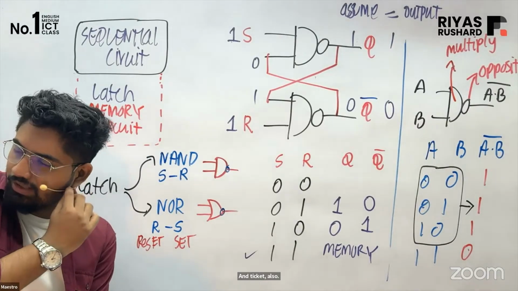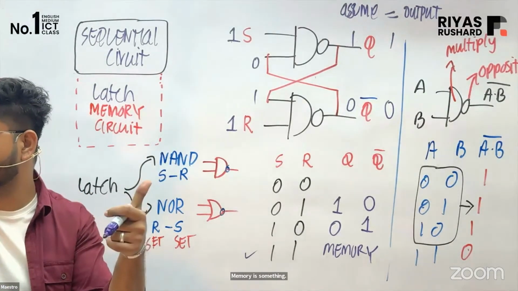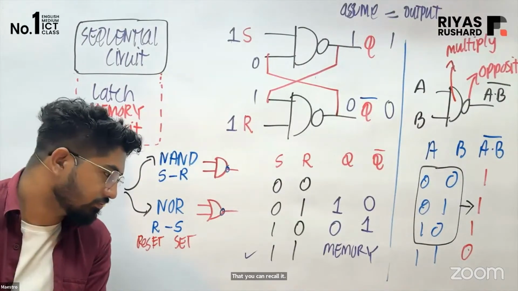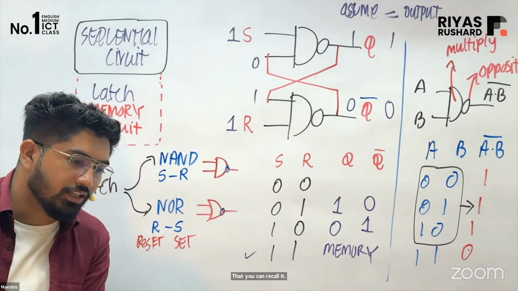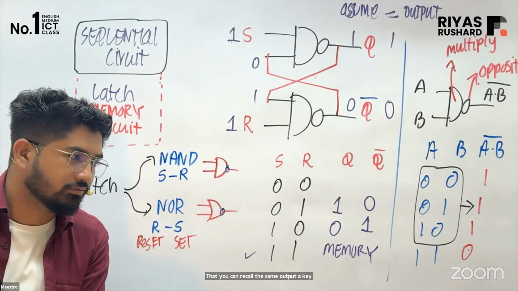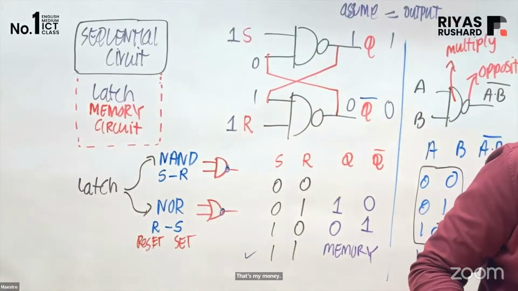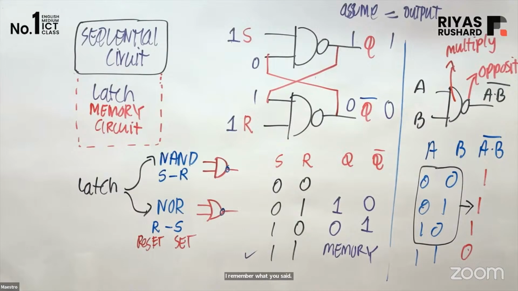Memory is something that you can recall. Memory is something that you can recall the same output again. That's memory. I remember what you said. Okay. All people, do you all remember this?